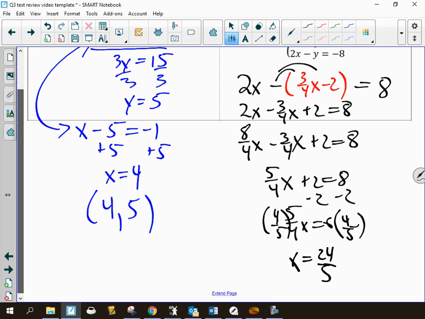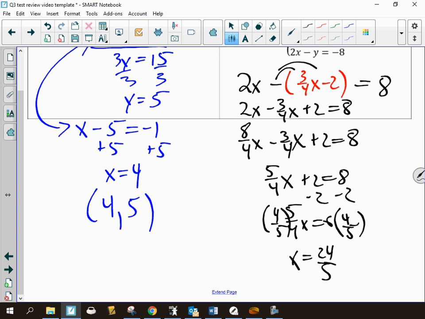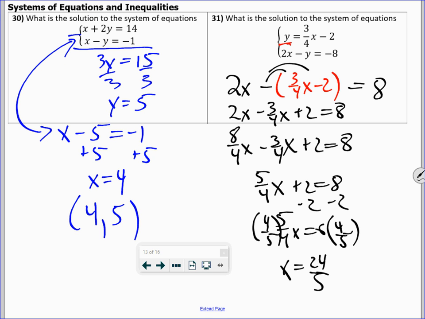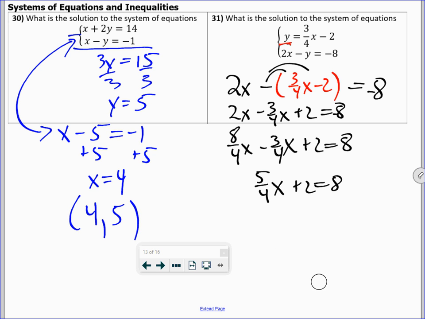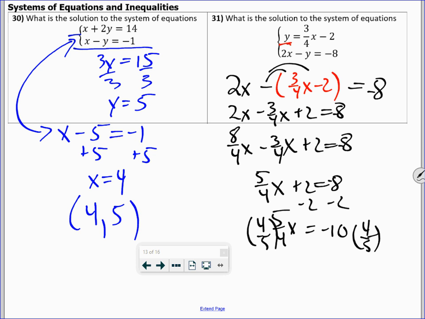Then we need to plug back in and find the y again. Wait, I just realized I made a mistake. I wrote the second equation down wrong. This should be negative 8. So everything's fine up until here. So let's just erase, go back, I apologize. So this is negative 8 and this is negative 8, so this is 5/4 x. I subtract 2 from both sides, equals negative 10. So I multiply both sides by 4/5, and I get x equals negative 8.